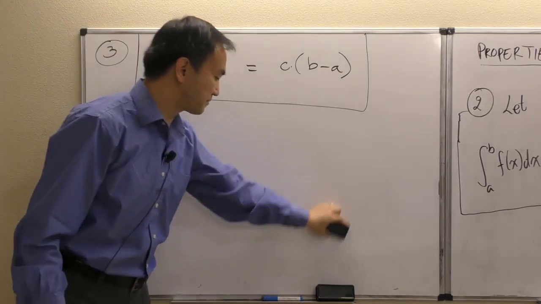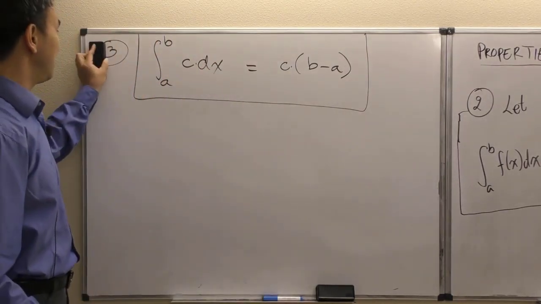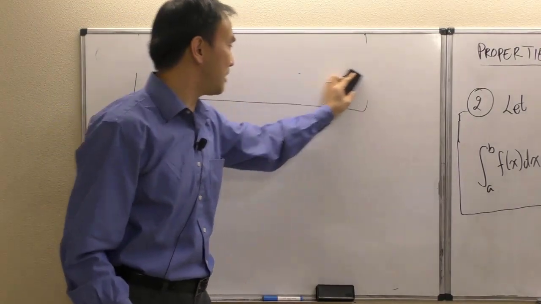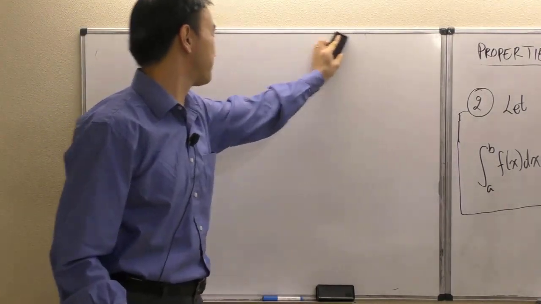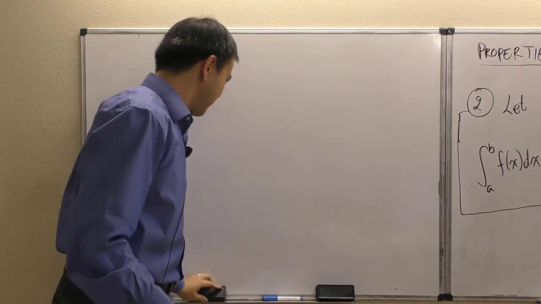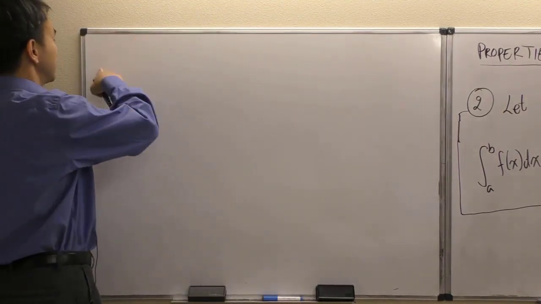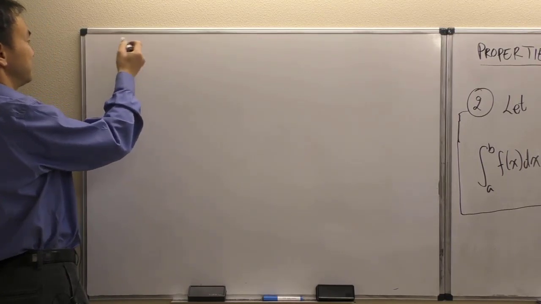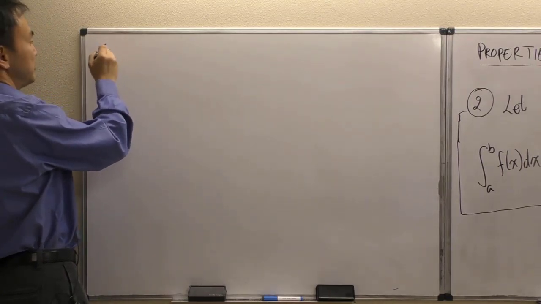And now, allow me to introduce the next one, property number 4. And these are the ones that are kind of all related to each other right here. So, property number 4.